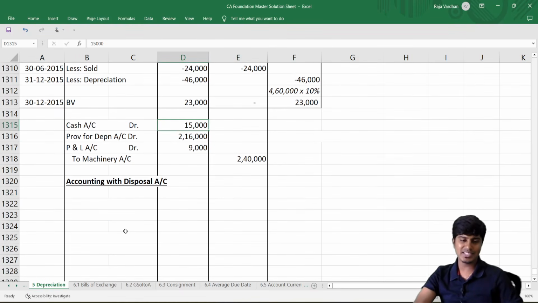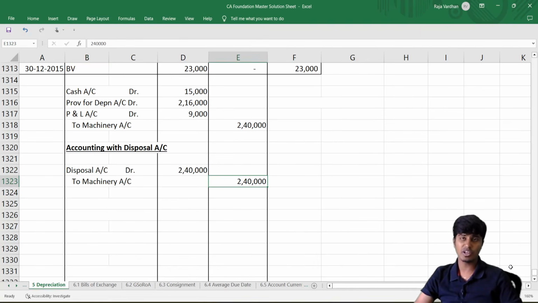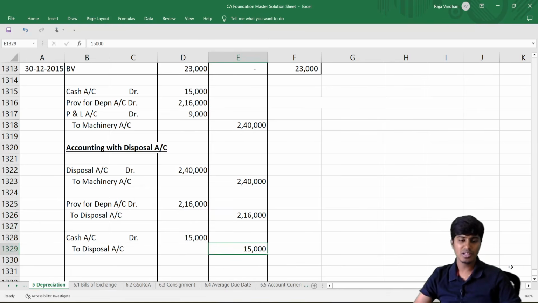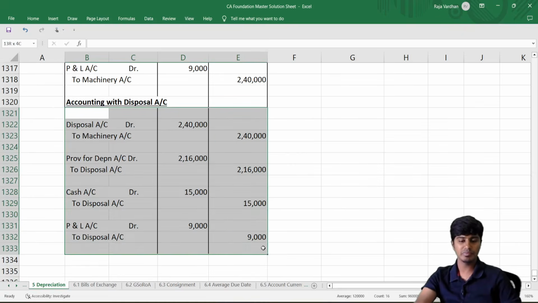Now we'll split this entry into disposal based accounting. I'll first transfer the asset to disposal account. Entry will be disposal to machinery 2 lakh 40, 2 lakh 40. Then I'll transfer my provision for depreciation to disposal. Entry being provision for depreciation to disposal 216, 216. Then I'll write the cash consideration received. Cash to disposal 15,000. Then loss will be debited to P&L. P&L to disposal 9,000, 9,000. This is how our accounting will be.